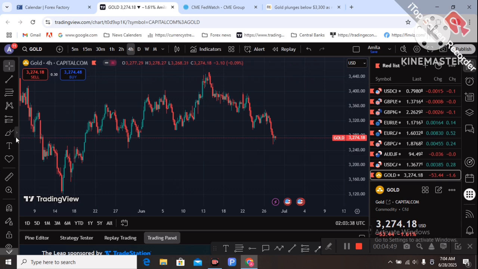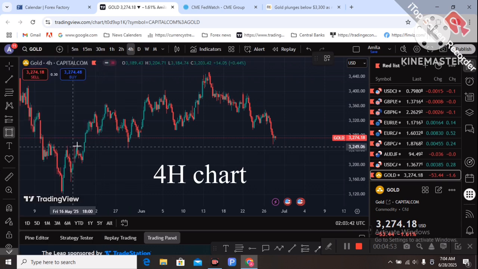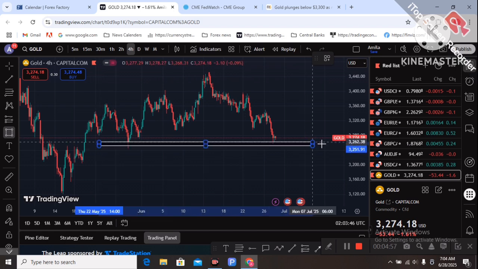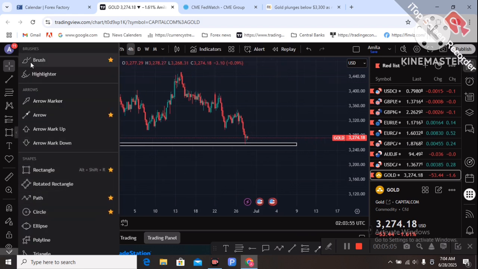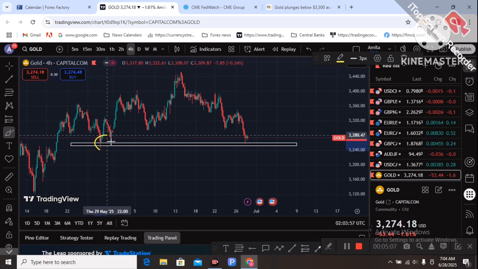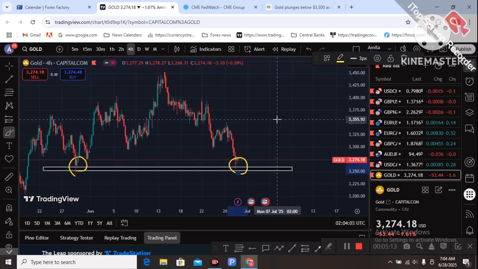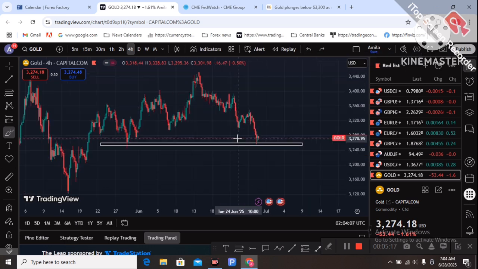So now I am on the four hour chart, gold. What is this level? I am seeing this 3,200 level. This is the psychological level. This support zone I am seeing as an interesting zone for next week's gold trading. Price is still in the left side support area. The right side area is support from last Friday.